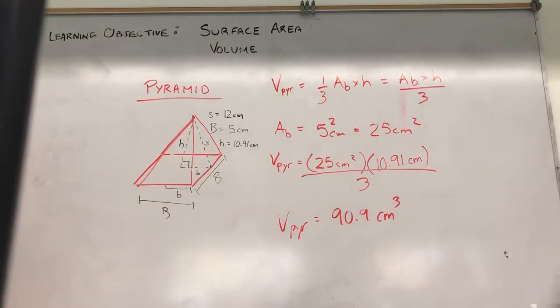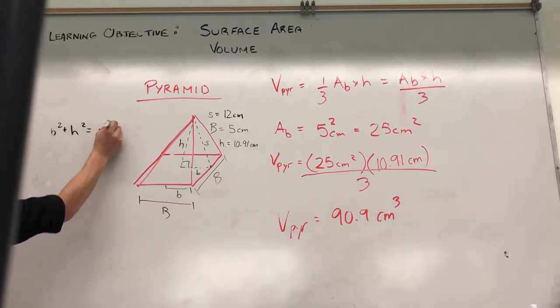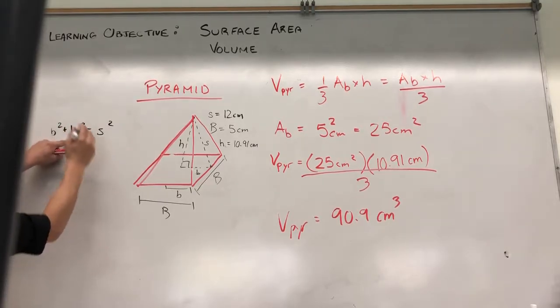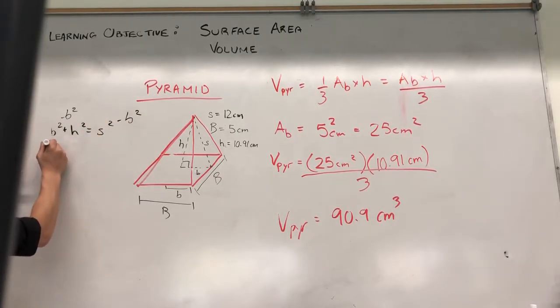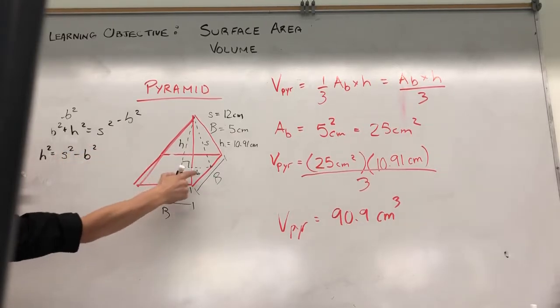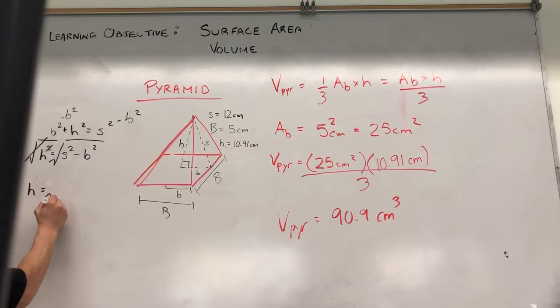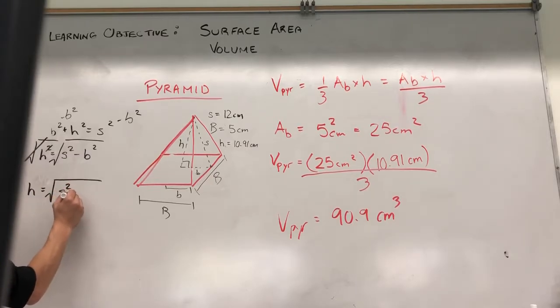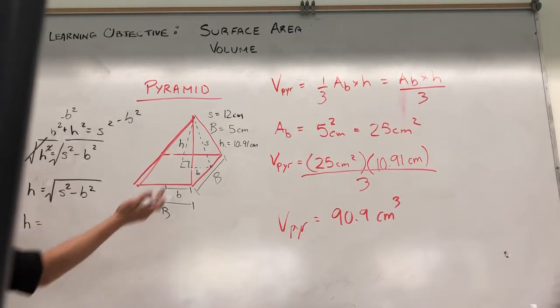I used the reverse Pythagorean. So I know that b squared plus h squared is equal to side squared. To get the height squared, I subtract out b squared from each side. So height squared is equal to side squared minus b squared. And then I take the square root of each side. So height is equal to the square root of s squared minus b squared. We'll talk about that more. And that turned out to be 10.91.